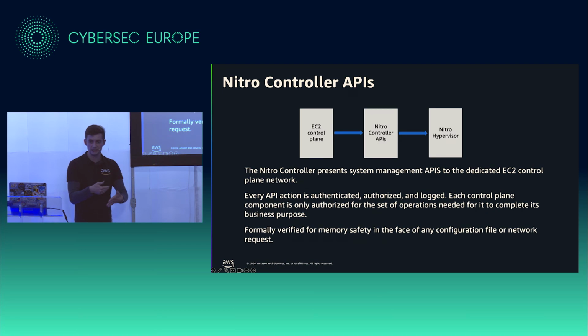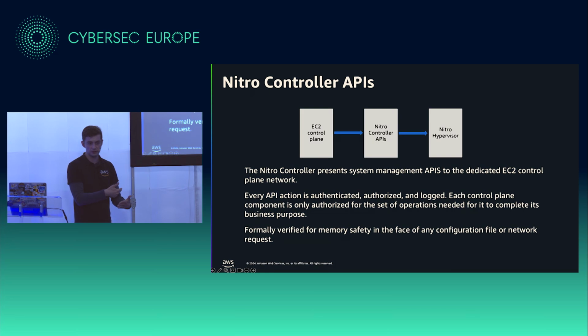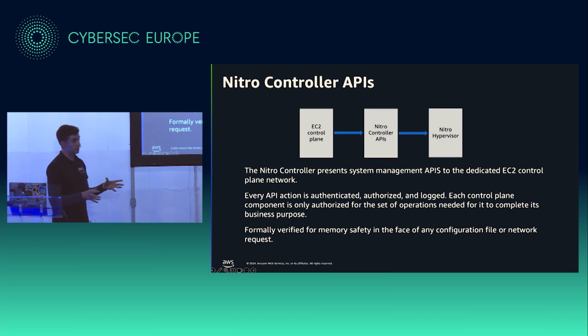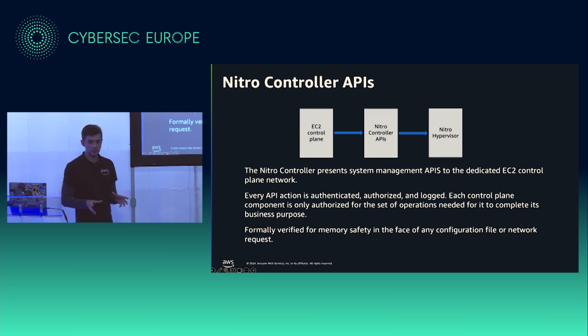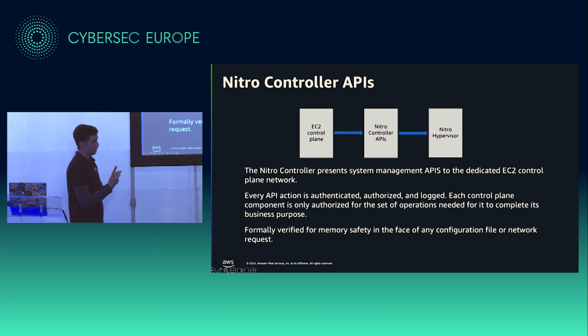So we're providing that isolation between us as the service provider and where your instances are executing within the Nitro hardware. We authenticate and authorize every API call. This is using IAM. So every call that is made is authenticated and authorized. And one of the very interesting things, we formally verified this process so that we are confident that there will be no memory or network faults when we trigger this process.